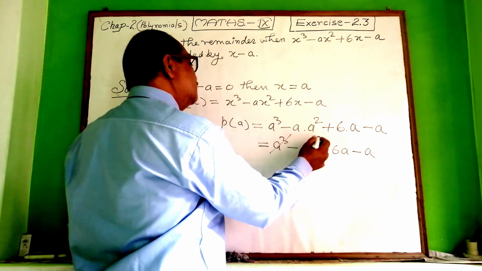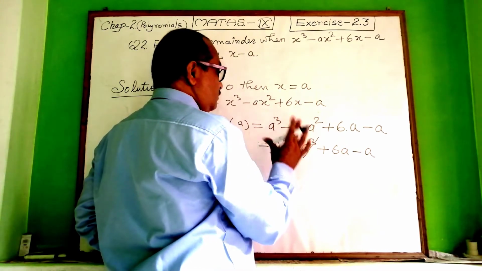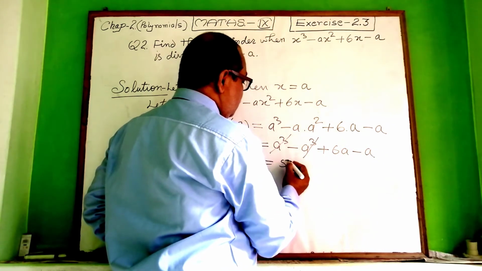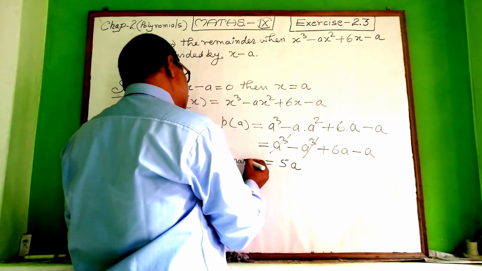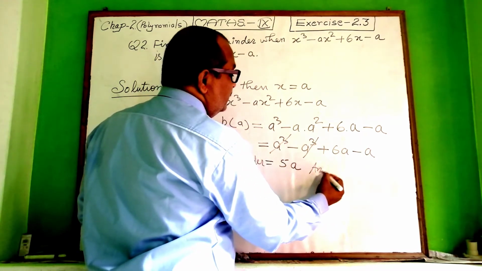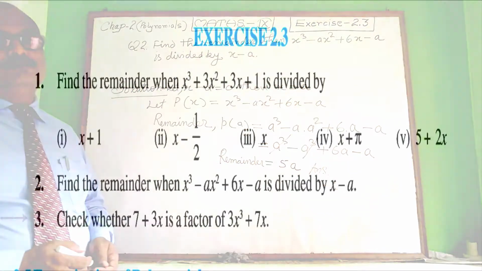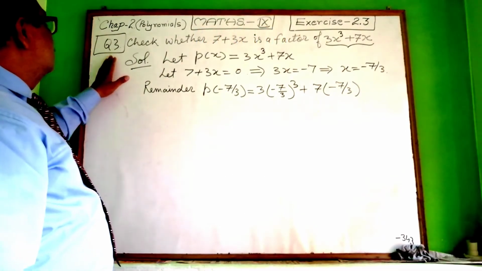Now you can see both are of opposite sign, so a cube minus a cube is 0. Now 6a minus a, so your answer will be 5a. This is the remainder. So this question's answer is completed. Let us see question number 3.